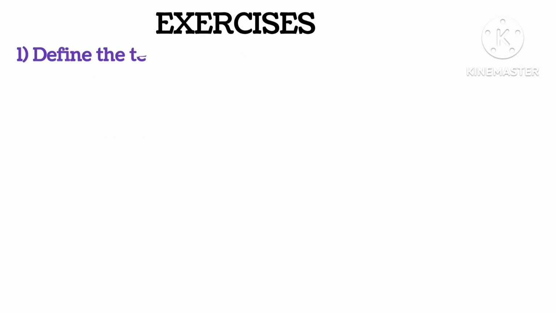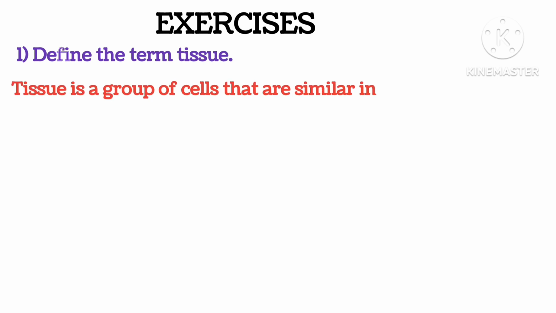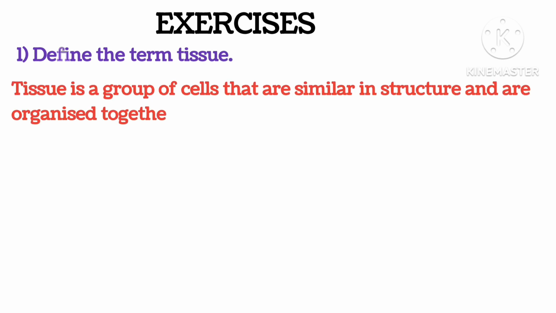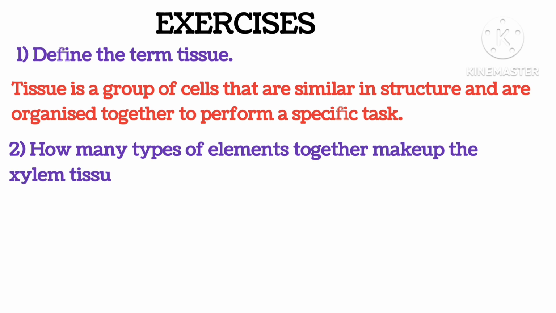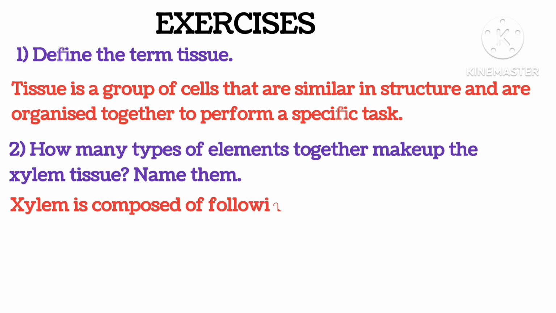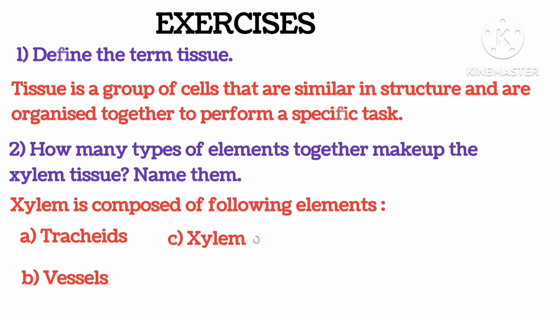Exercises. Define the term tissue. Tissue is a group of cells that are similar in structure and are organized together to perform a specific task. How many types of elements together make up the xylem tissue? Name them. Xylem is composed of the following elements: tracheids, vessels, xylem parenchyma, and xylem fibers.